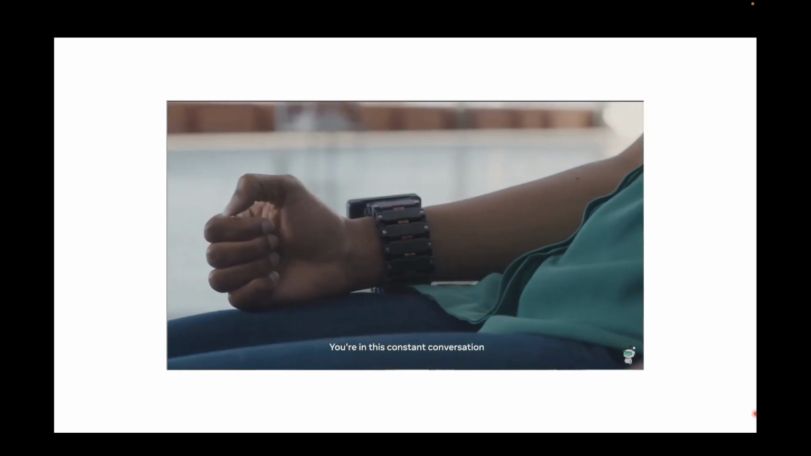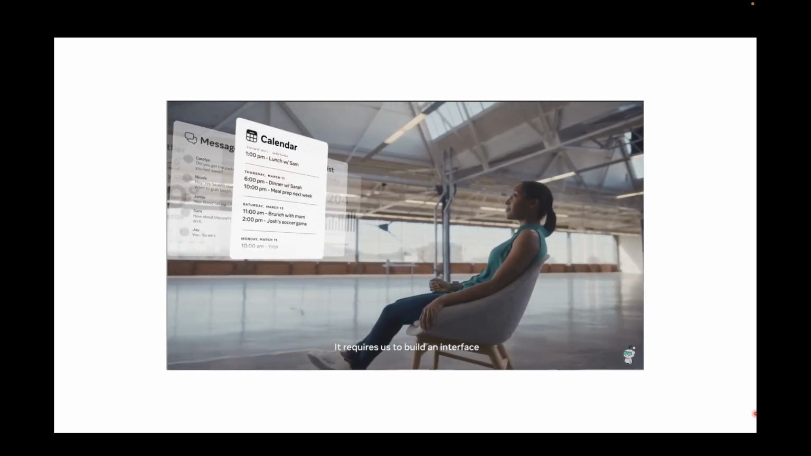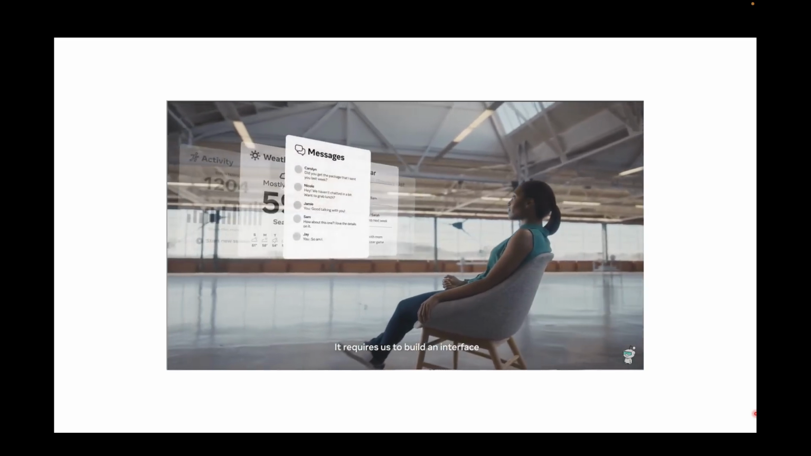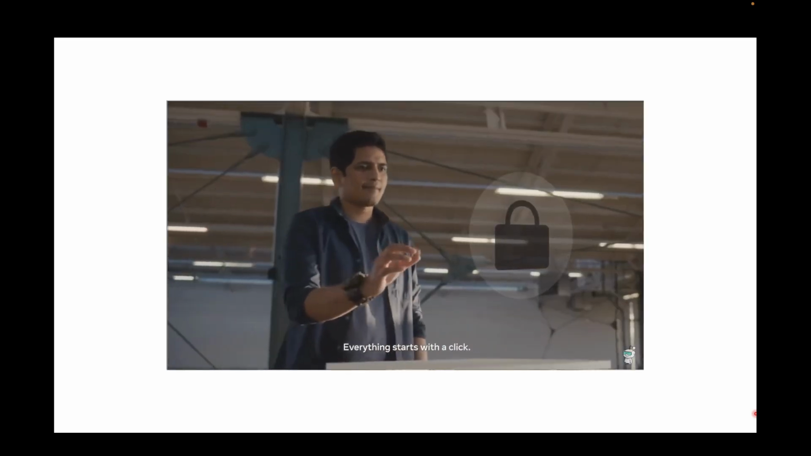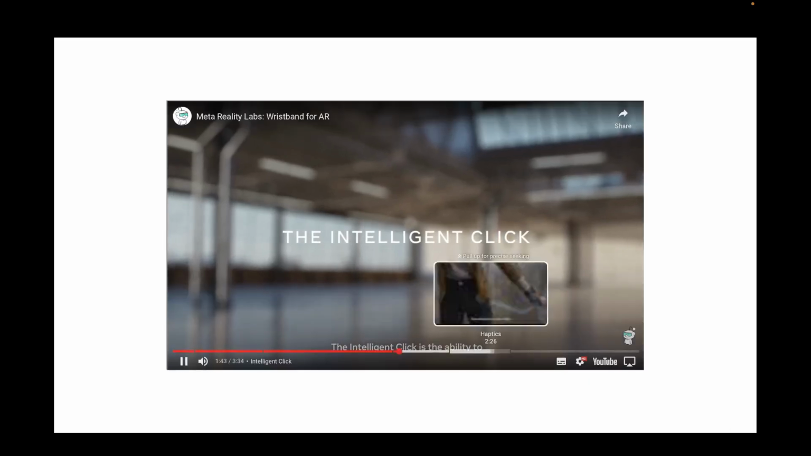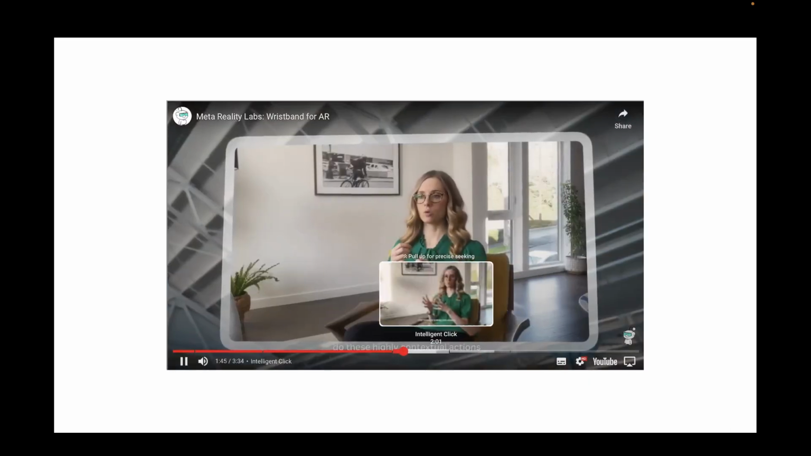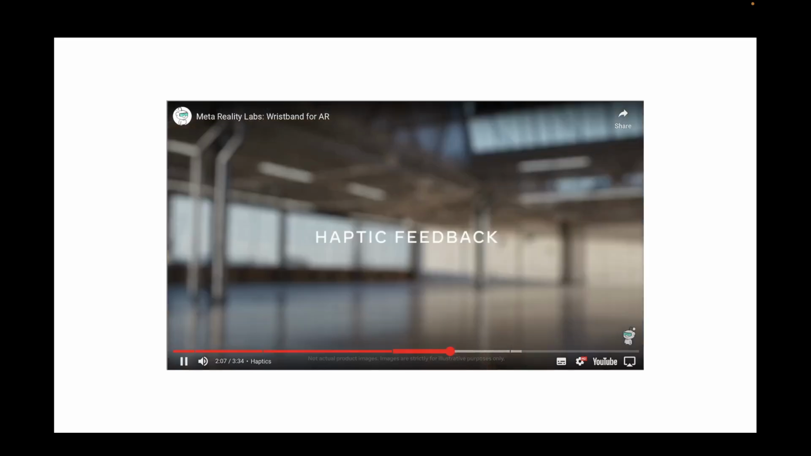You're in this constant conversation with the machine. This new form of control requires us to build an interface that adapts to you and your environment. Everything starts with a click. The intelligent click is the ability to do these highly contextual actions in a very low friction manner. It's kind of the purest form of a superpower.